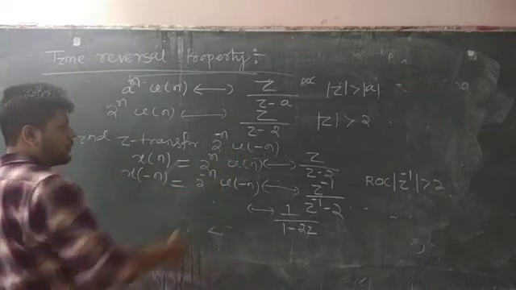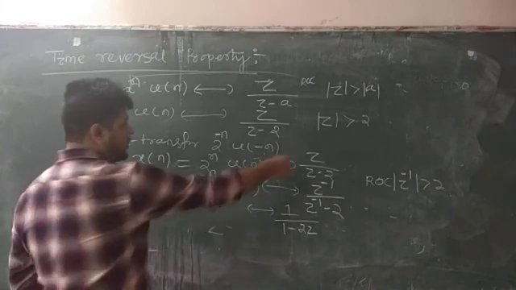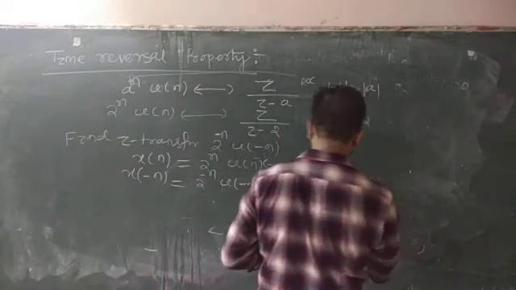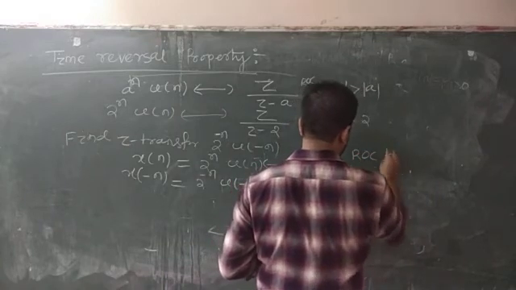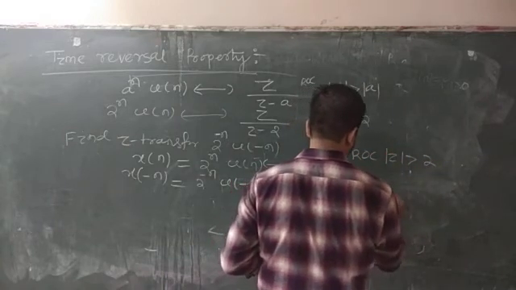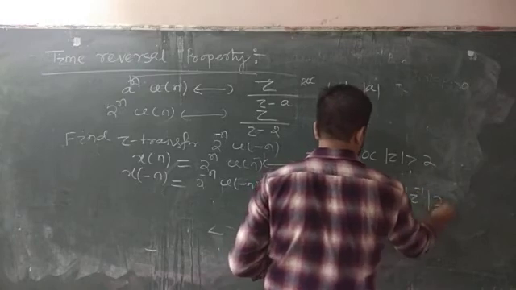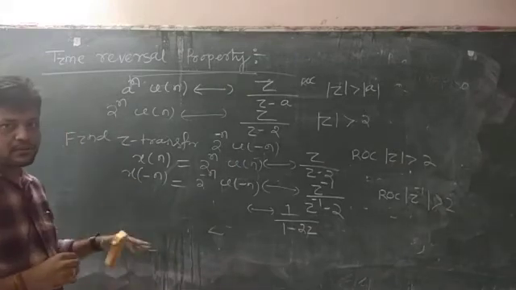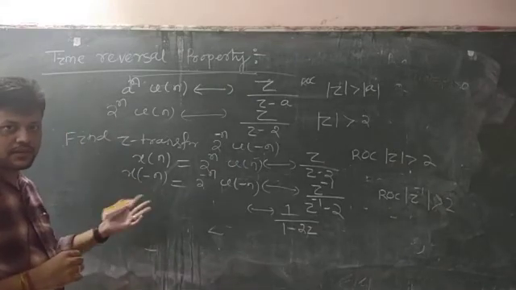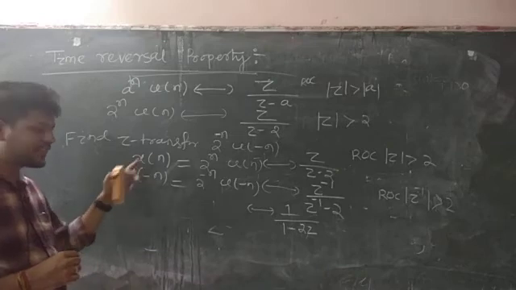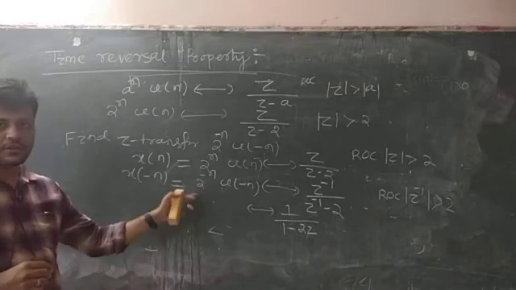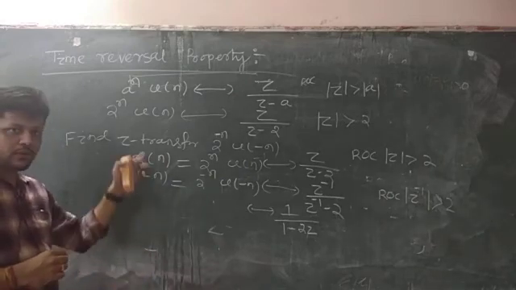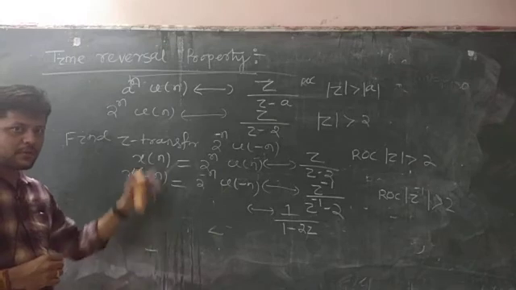And then you know that for 2 to the power n u of n, the Z transform is Z by Z minus 2, and the region of convergence is Z mod greater than 2. Then for x of minus n, time reversal in the time domain, when I replace n with minus n, then the question will be 2 to the power minus n u of minus n. So what I am performing here in the time domain is just time reversal.